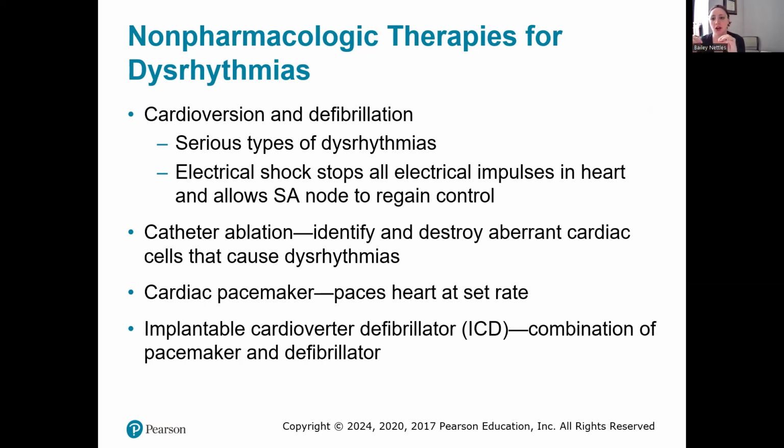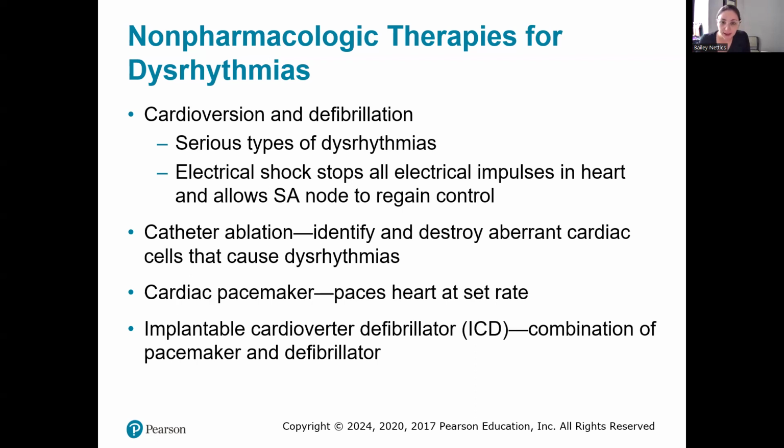Okay. All right. So then we have catheter ablations or cardiac ablations. This is when they go in and burn the cells that cause the dysrhythmias of the heart. It's used a lot for atrial fibrillation and atrial flutter. You can get a pacemaker or a defibrillator or a combo. They're not the same thing. A pacemaker and a defibrillator are not the same thing.